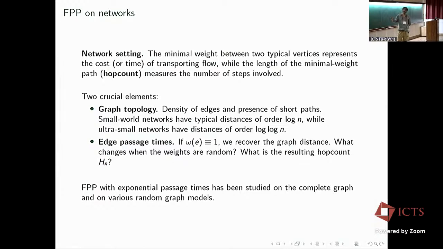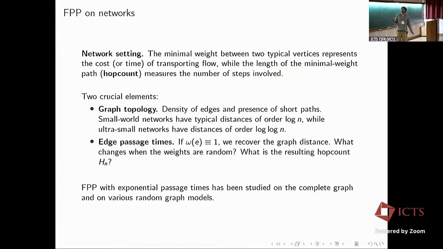One is the topology of the network. If there are many edges, if there are short paths, you can have small world networks or ultra small world networks. Distances are different, and depending on the distances between vertices, first passage percolation behaves in a different way. So the topology is one crucial element, and the other crucial element is, of course, the variables that you put on the edges, the passage times.